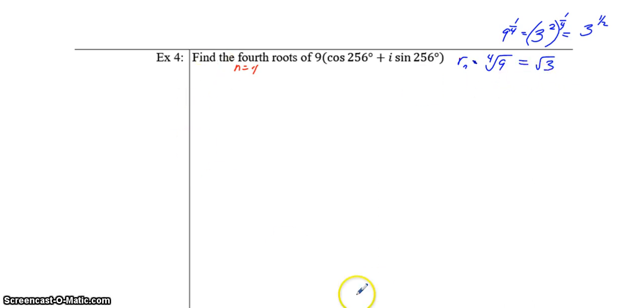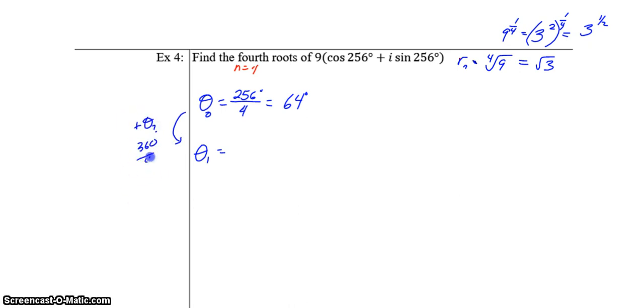Our thetas. Well, the first theta we deal with, so I'll say theta 0, is take the angle divided by the index. So 256 divided by 4. Now, why do I start at 0? Good place to start, like, oh, maybe the original one? And then what happens to the next one? Now, when we're thinking about it, we have 4 roots around a circle. How do we space 4 roots around a circle? What are we going to add? Yep, just like we did with the rows. So we're going to keep adding 90. So 64 plus 90.